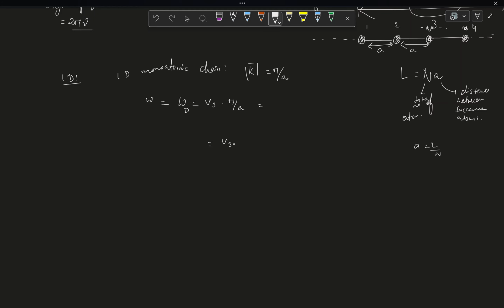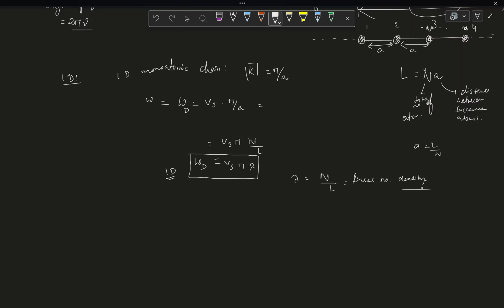So this is just Vs into pi into N by L, right? So this we can call as Vs by lambda equals omega d. This is for 1D, where lambda is your N by L, which is your linear number density. That means the number of molecules per length, because it is in 1D, so there is lambda.